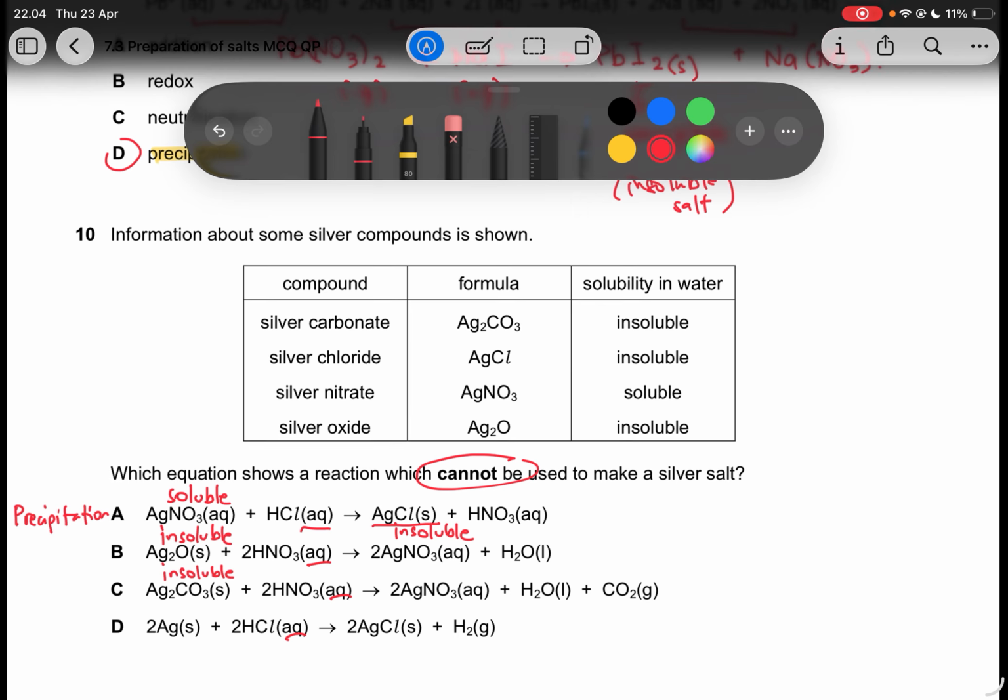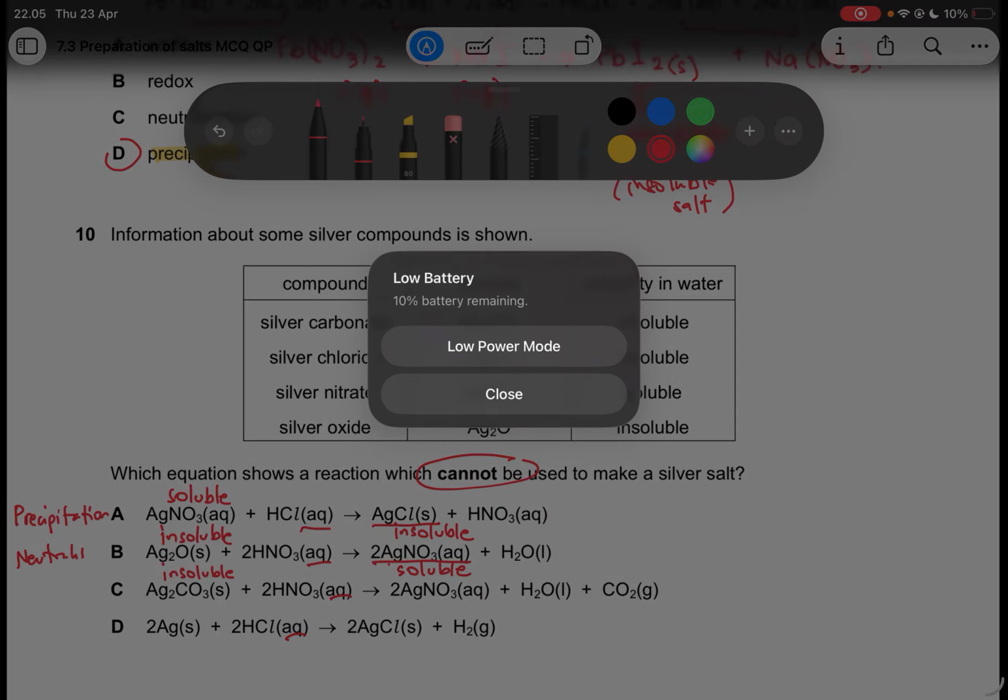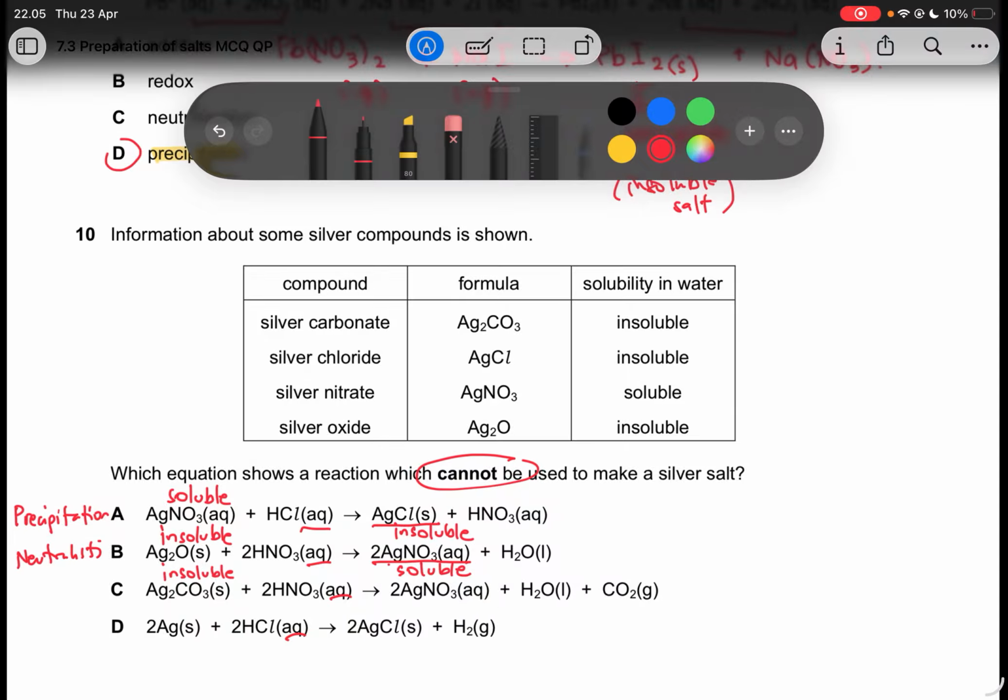Next, we have insoluble silver oxide that forms a soluble silver nitrate. Therefore, this is neutralization. Letter C, we have insoluble silver carbonate that forms silver nitrate, which is also soluble. Again, we use neutralization.